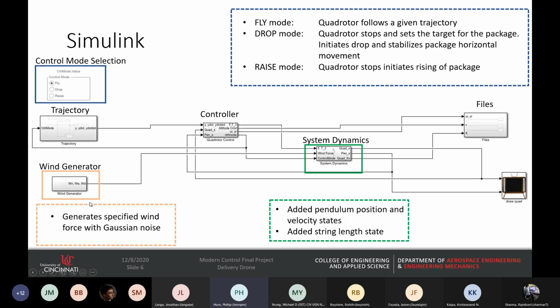We added a wind generator that generates a specified wind force, and then we added Gaussian noise on top of that. In our system dynamics, we added the pendulum position and velocity states, and we also added the string length, since we're going to want to move that around with some sort of reel, moving it up and down. We didn't model that. We just said that we would give it a velocity at which we're releasing the string, or bringing it back up.